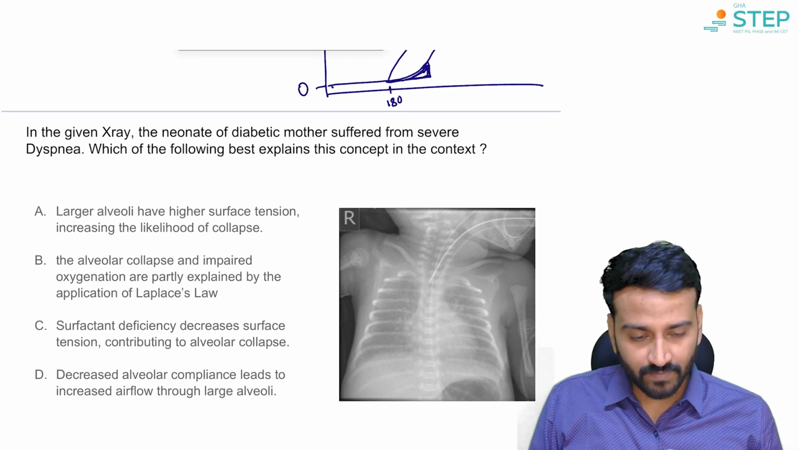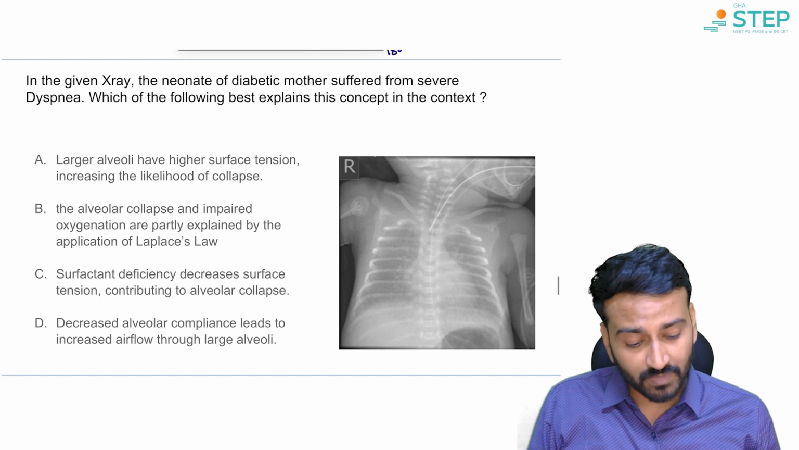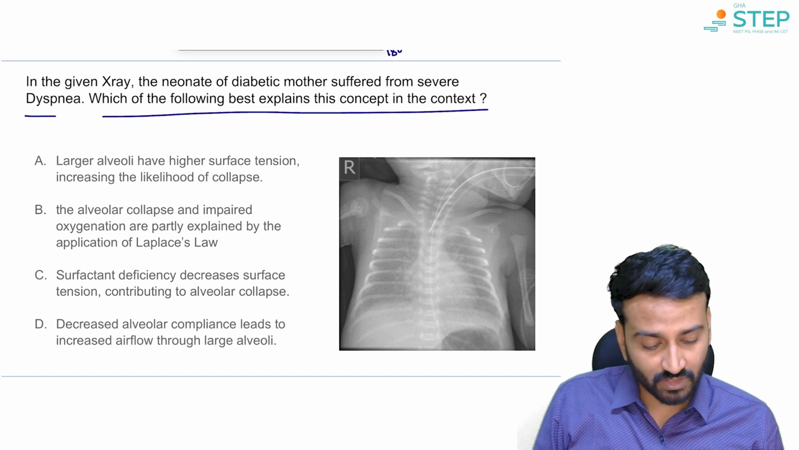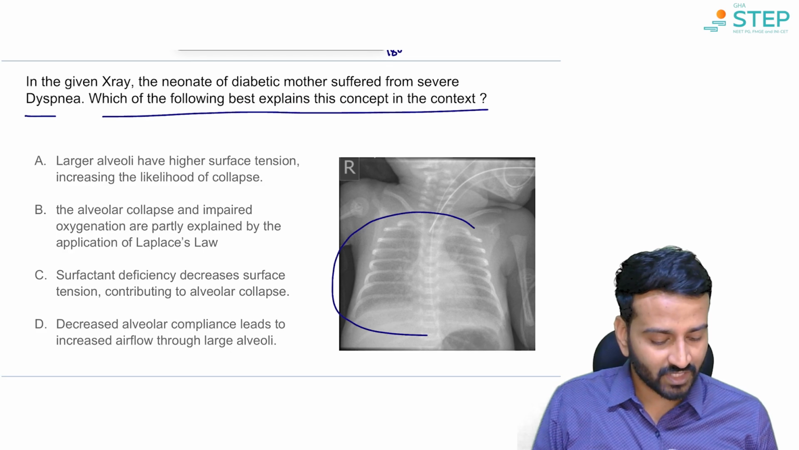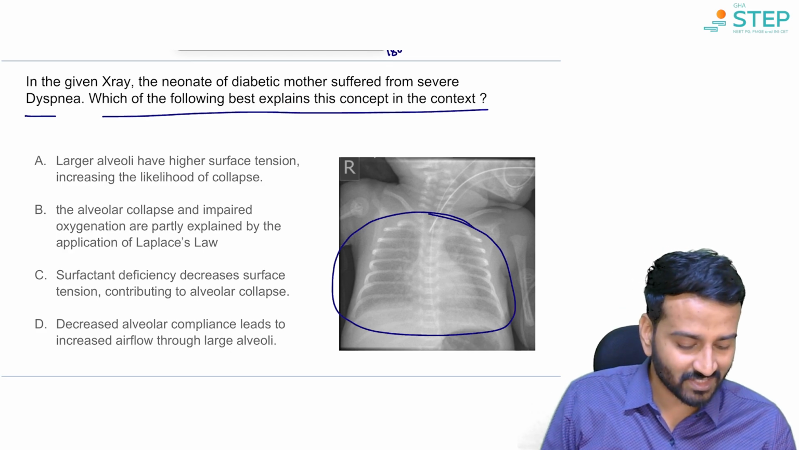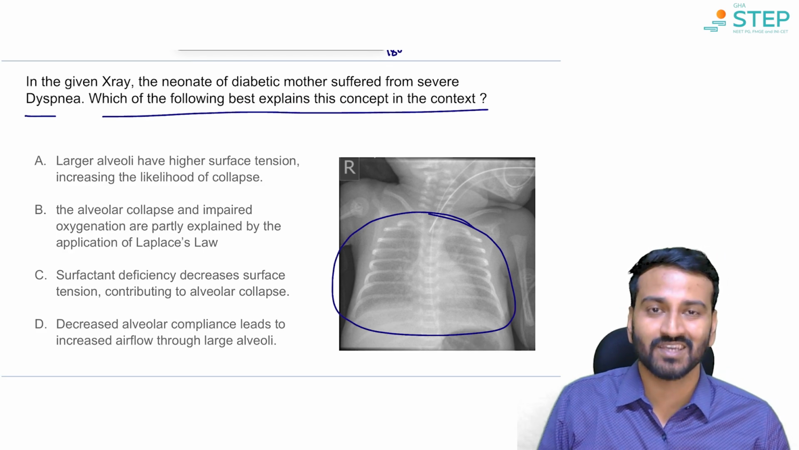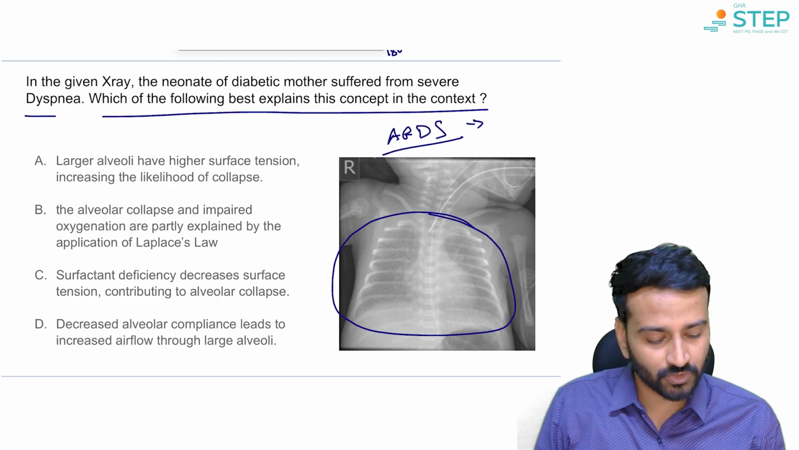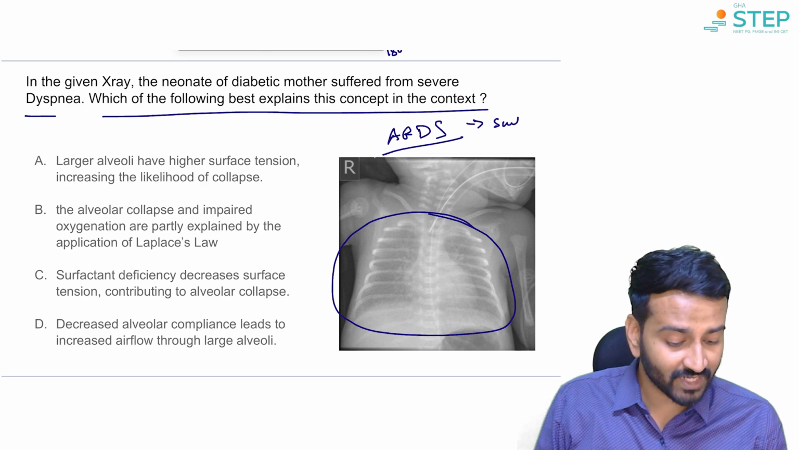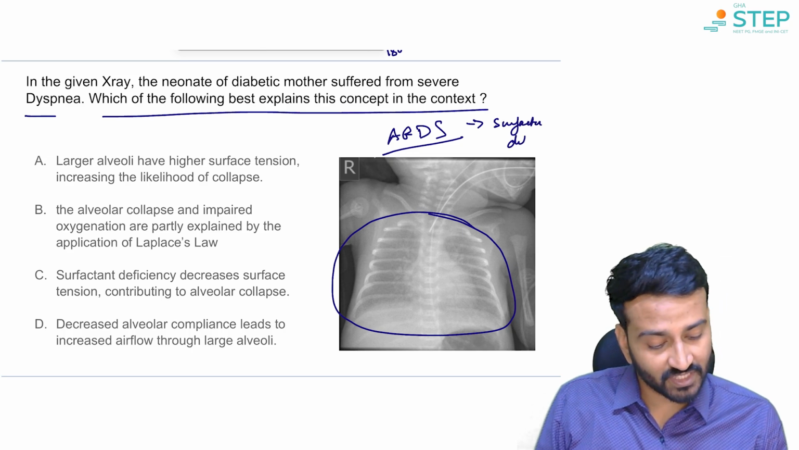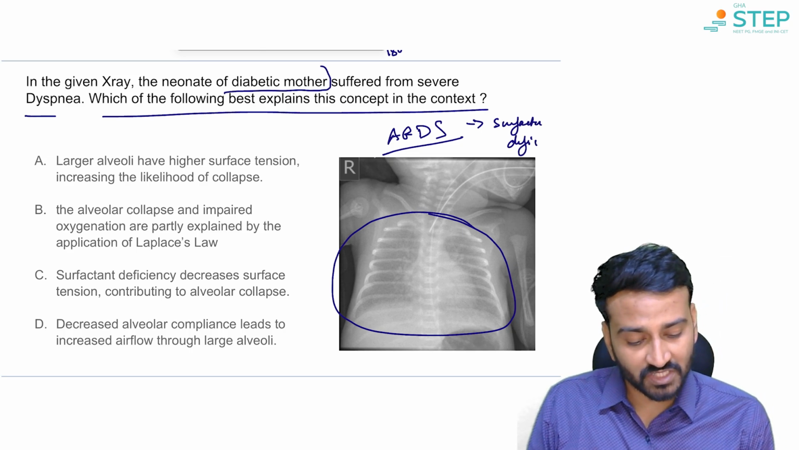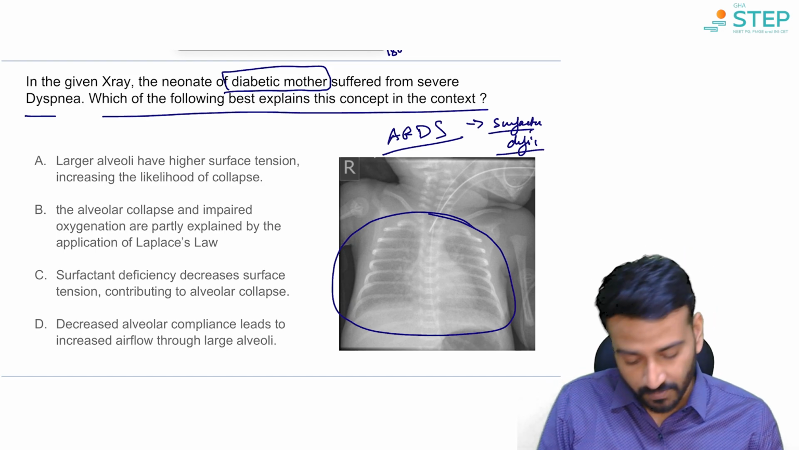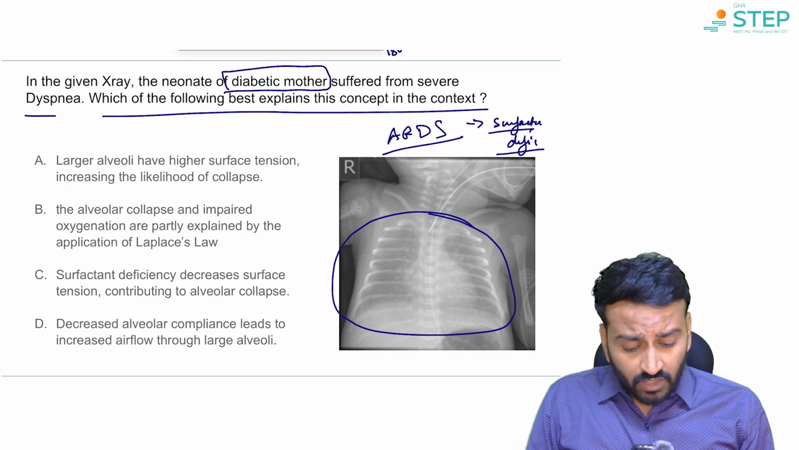In the given X-ray, the neonate of a diabetic mother suffered from severe dyspnea. Which of the following best explains the concept in the context? See, we can see here there is a haziness, whitewash lungs. It is a case of ARDS. In the neonate, it is usually due to surfactant deficiency, and diabetic mother history will say a lot about surfactant deficiency. Let us see the options.